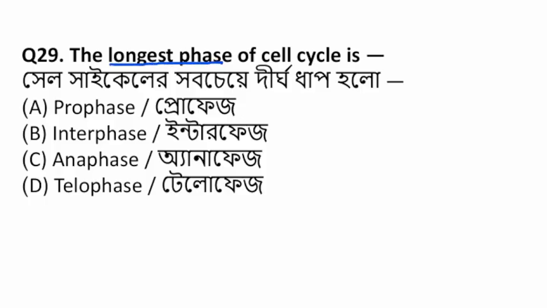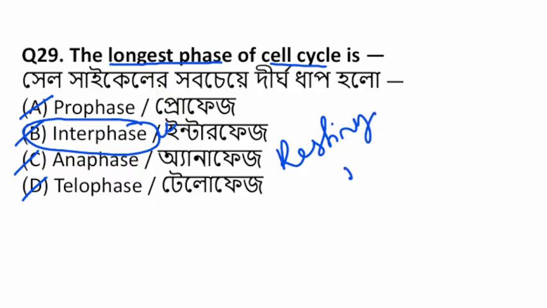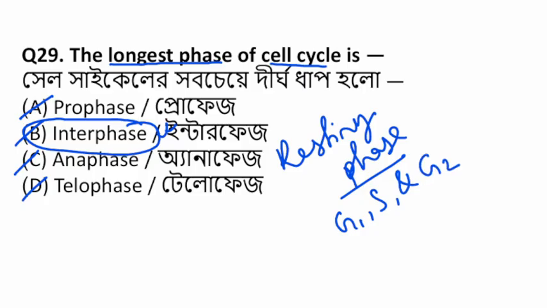The longest phase of the cell cycle is: prophase, interphase, anaphase or telophase. So among the four options the longest stage in the cell cycle is interphase. This is also known as the resting phase. This interphase is further divided into G1, S and G2.